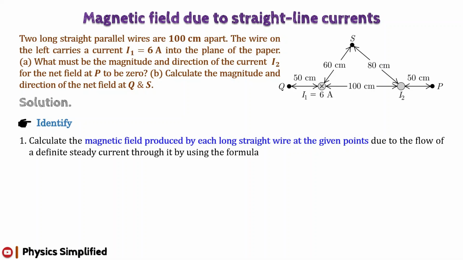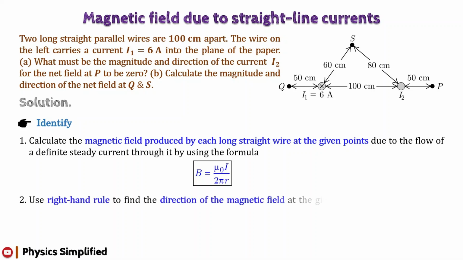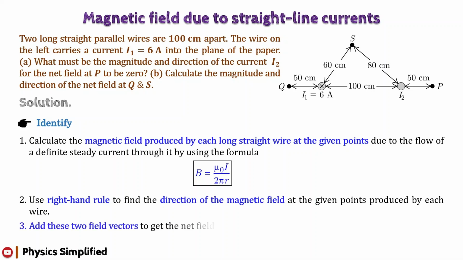The formula required is given by B is equal to mu0 I divided by 2 pi r, where mu0 is the permeability of free space, r is the distance of the given point from the current carrying wire. The direction of the magnetic field produced by each straight current carrying wire at each of the given points can be determined by using the right-hand rule. Addition of these fields will give the total magnetic field at the given points and other necessary information.